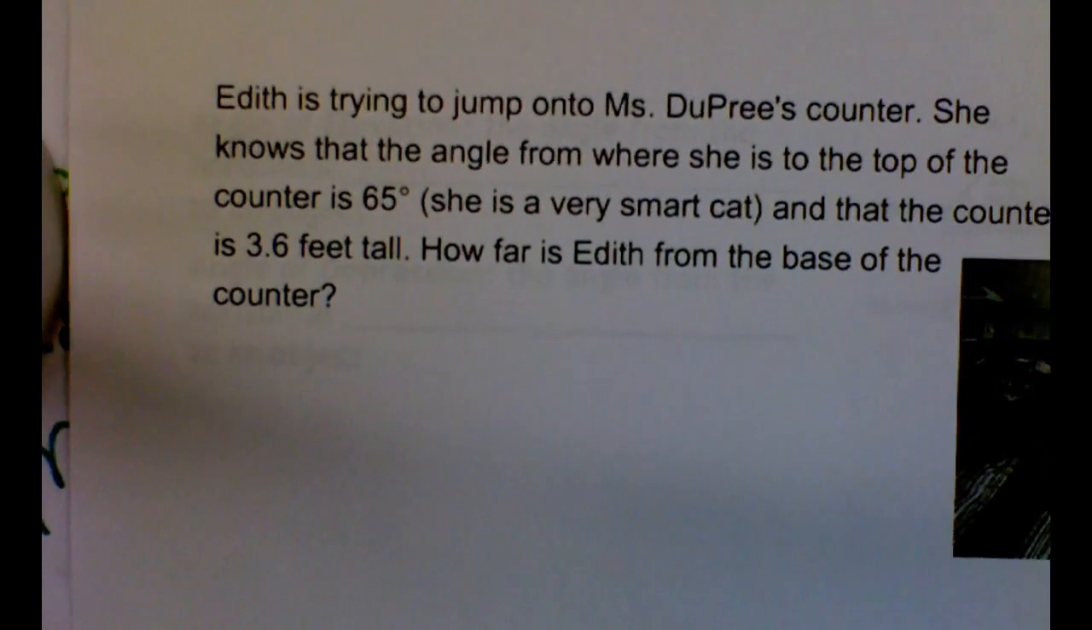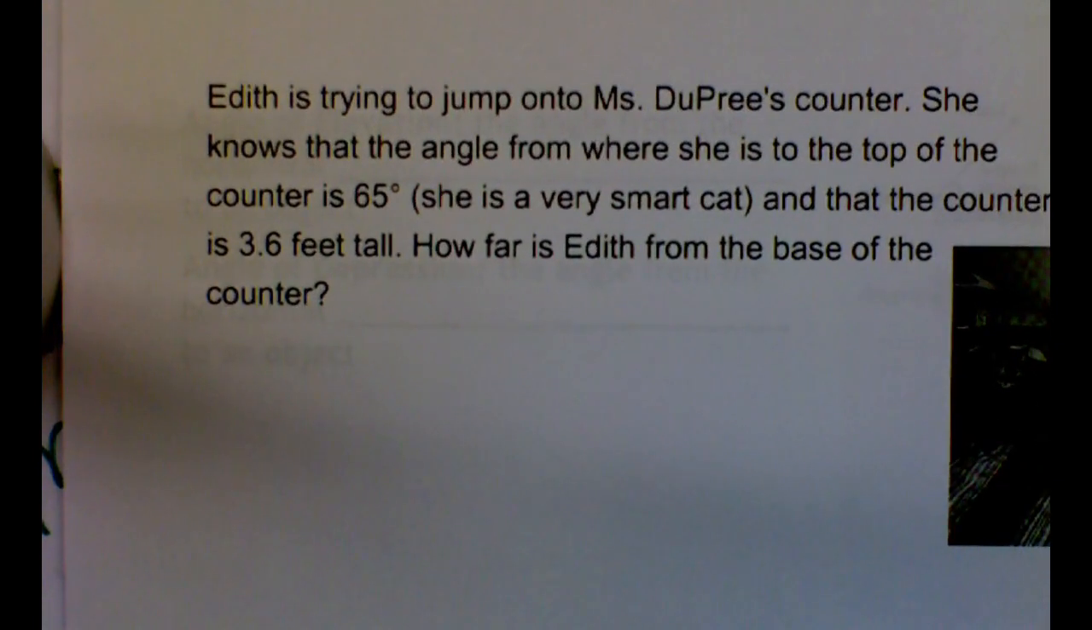And finally, we're going to talk applications. Edith is trying to jump onto Miss Dupree's counter. She knows that the angle from where she is to the top of the counter is 65 degrees because she is a very smart cat, and that the counter is 3.6 feet tall. How far is Edith from the base of the counter?